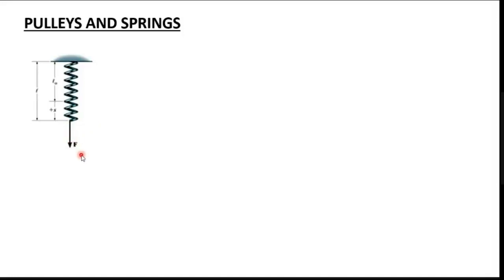When you apply a force on the spring, what happens? Your spring will stretch. Usually, initially it is at some length L. Now it is at a different length. For example, if this is around L, you have another deflection here. If I consider this as X, this we call the stretched length.